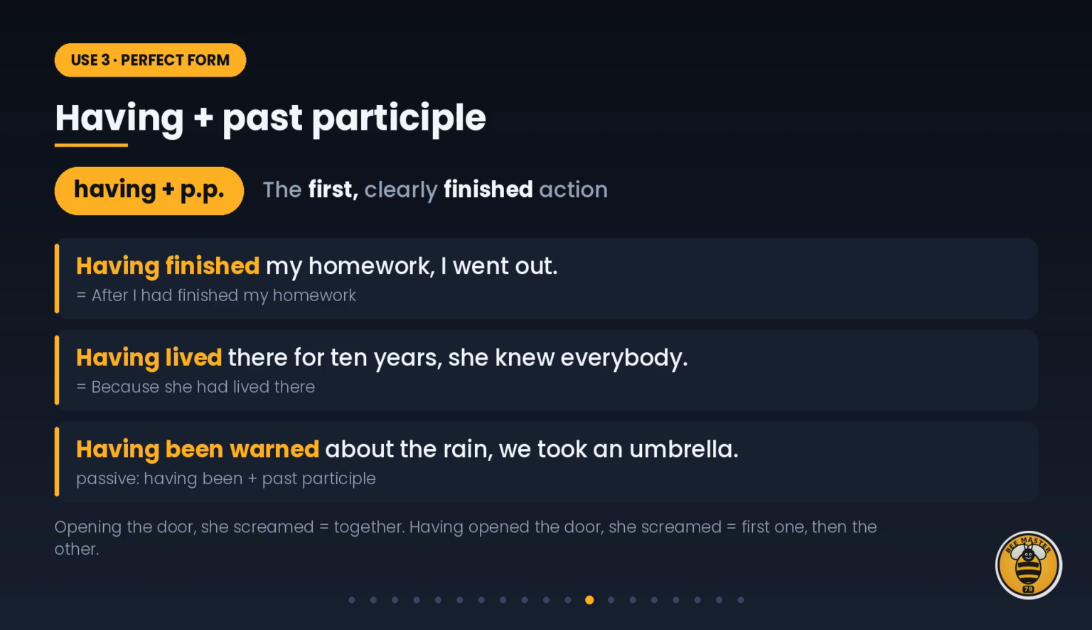And there is a passive version too: having been plus the past participle. Having been warned about the rain, we took an umbrella. Now compare these two very carefully. Opening the door, she screamed. Those happened together. Having opened the door, she screamed. First one, then the other.